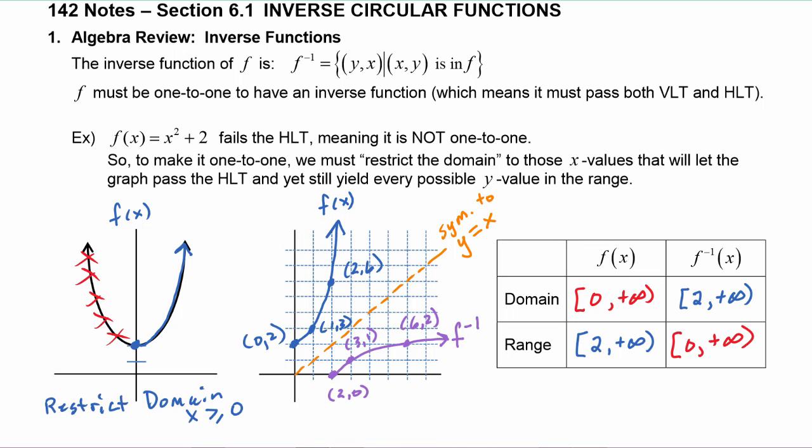So notice what happened to the domain and range. The domain of f became the range of f inverse. The range of f became the domain of f inverse. And that makes sense because remember how f inverse is defined. You take the x and y value from f and switch it, and it becomes f inverse. So then it makes sense that domain becomes range and range becomes domain.